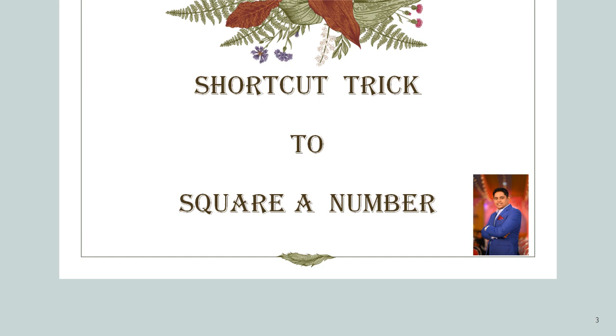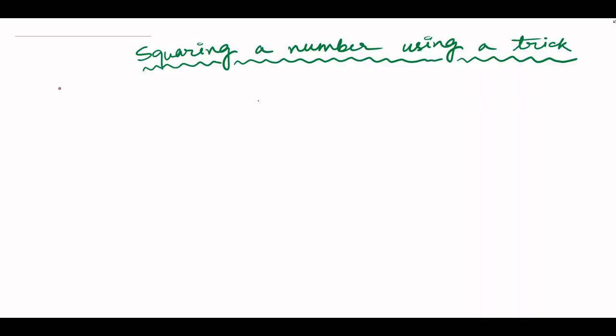In this video, we'll learn a very beautiful and easy trick to square a number. Okay, so let's start with a two-digit number. So let me take an example of 73 square. So we need to find the square of 73.